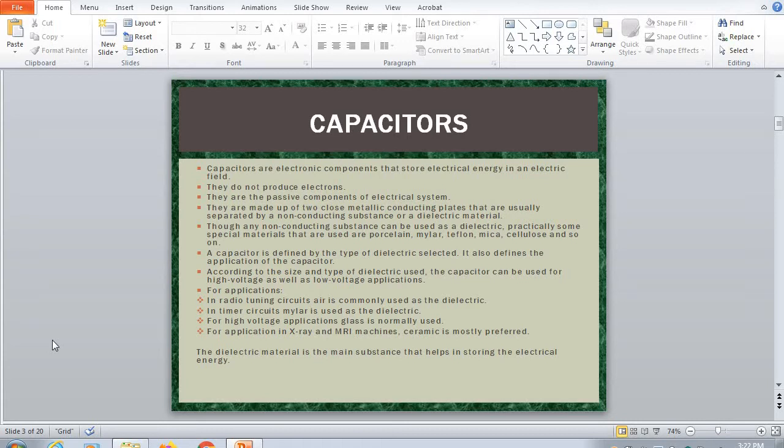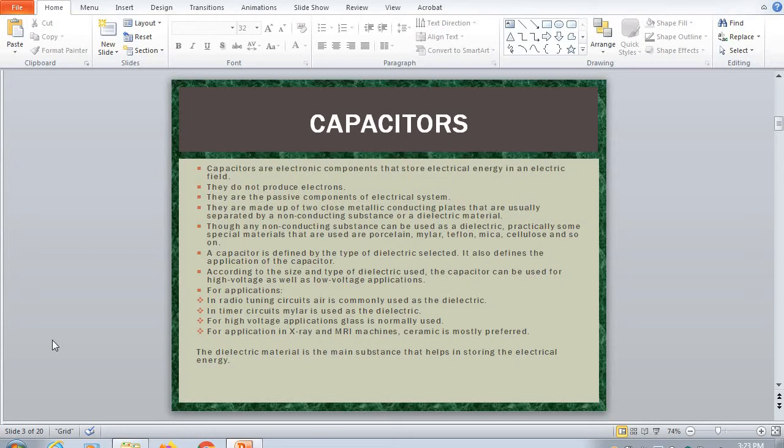Capacitors are electronic components that store electrical energy in an electric field. They do not produce electrons. They are the passive components of an electrical system. They are made up of two closed metallic conducting plates that are usually separated by a non-conducting substance or a dielectric material. Though any non-conducting substance can be used as a dielectric, practically, some special materials that we use are porcelain, mylar, Teflon, mica, cellulose, and so on.